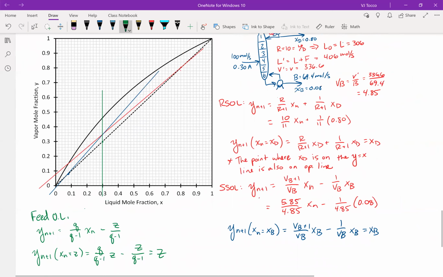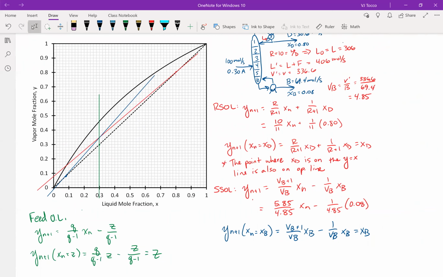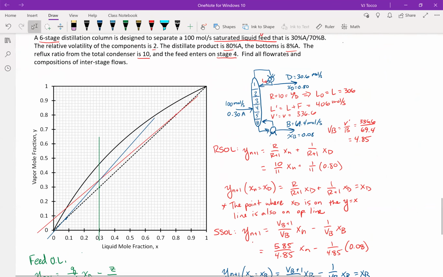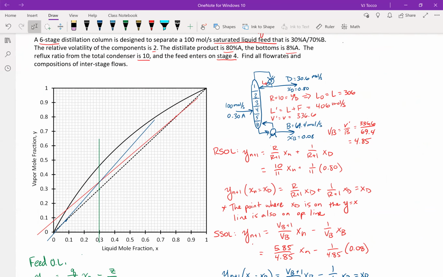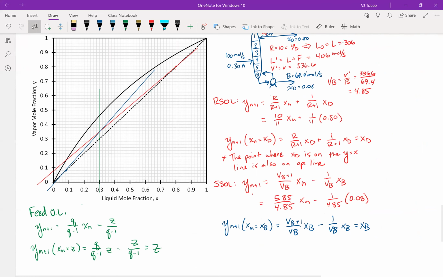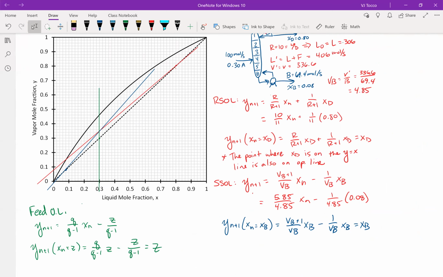Okay, so now we've got the operating lines plotted. What is next? Now what we can do is step the stages. So I'm going to clean this up a little bit. We are not going to need any of this. Make sure to pause the video now if you need to write down where any of these slopes or lines came from.